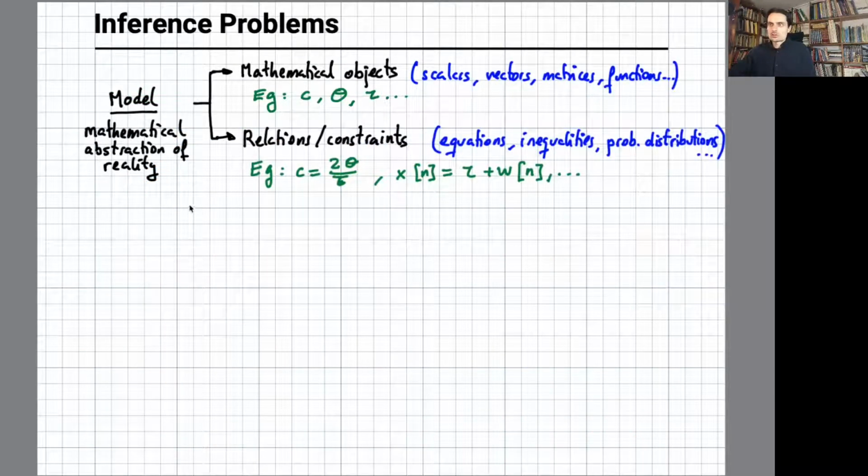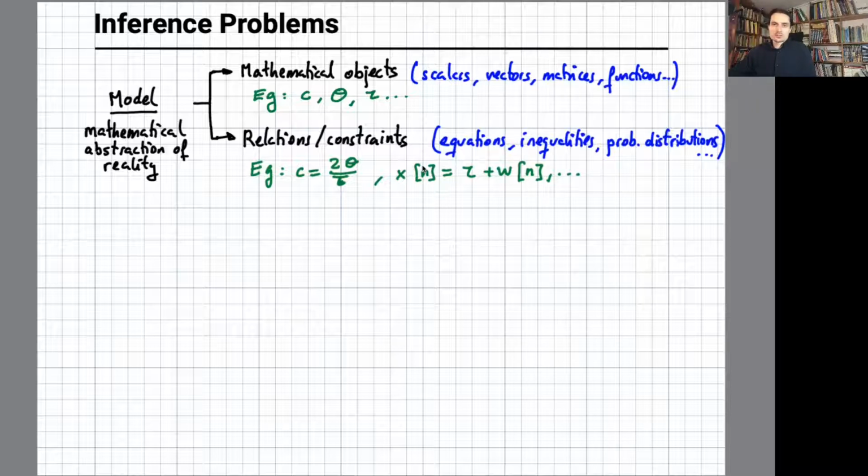The first thing we need to do to specify an inference problem is to provide a model, which is essentially a mathematical abstraction of some phenomenon in reality. It comprises mathematical objects such as scalars, vectors, functions, random variables, matrices, sets, and so on, and their relations among them, typically expressed by means of equations, inequalities, or distributions. I like to think that if the model was a movie, these objects would be like the actors, and the constraints would be like the screenplay linking the roles together.